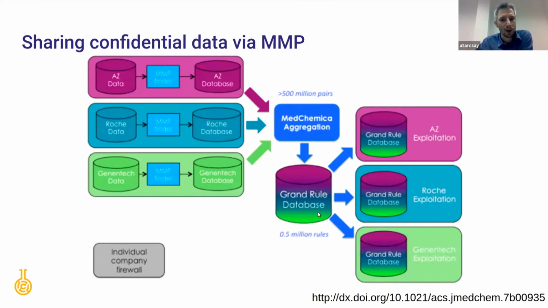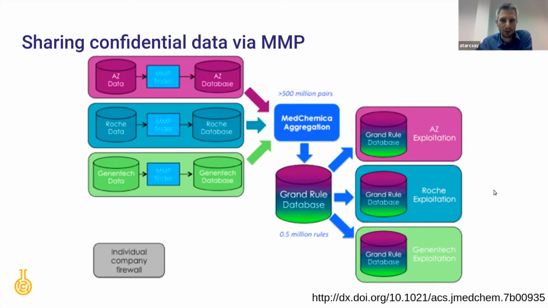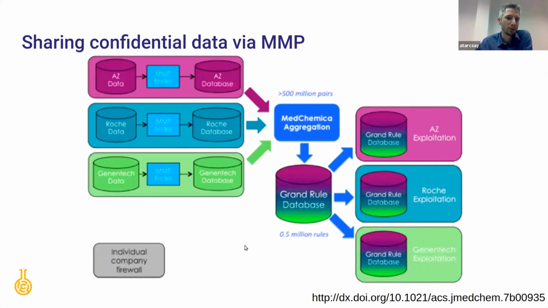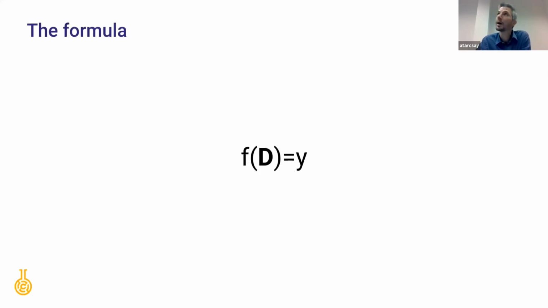And then a grand rule base could be compiled with 0.3 million rules. And then all the three parties who were involved in building up this database could use this new updated rule set. So benefit of this data analysis tool is that you can share data without leaking structures themselves. And since the time is running, I will skip some of the slides.